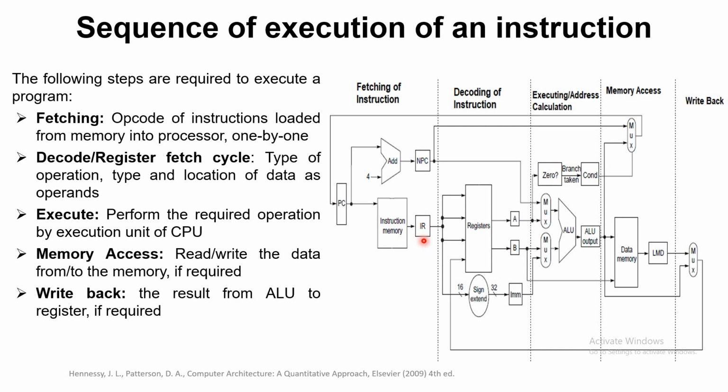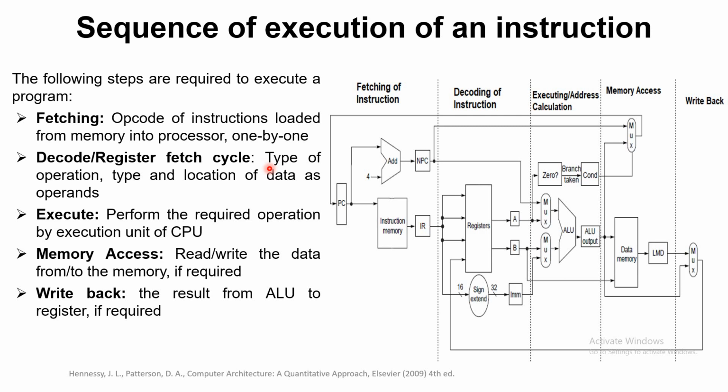This particular part, decoding of the instruction, is done at the second stage. So the fetching of the instruction is the first stage or first step, and decoding of the instruction is the second stage. What does the processor do in the second stage, which is called the decoding of the instruction?